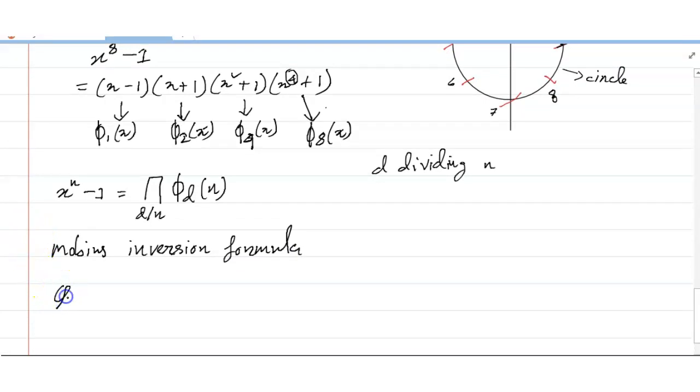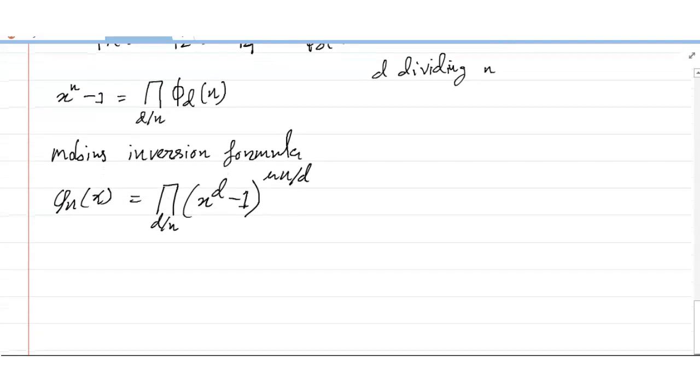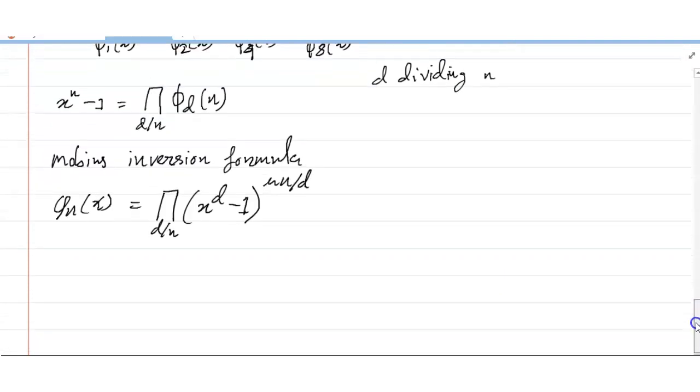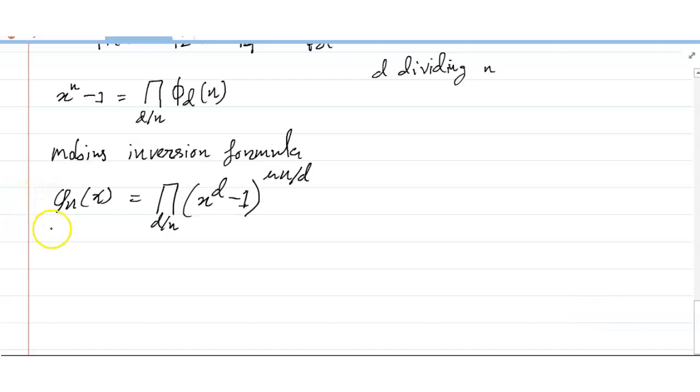phi_n(x) is equal to the product over d dividing n of (x^d minus 1) to the power mu(n/d). Here are n and phi_n(x) roots.